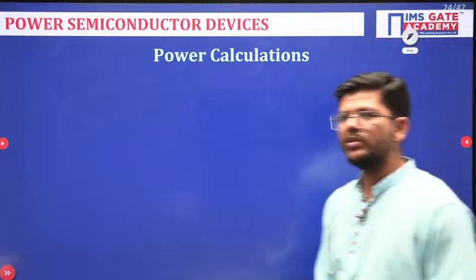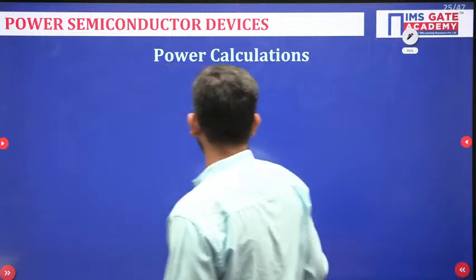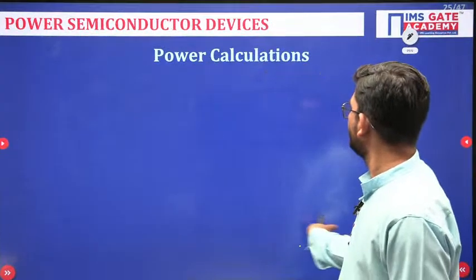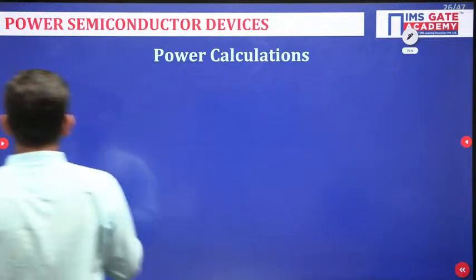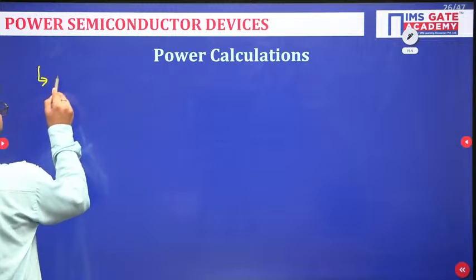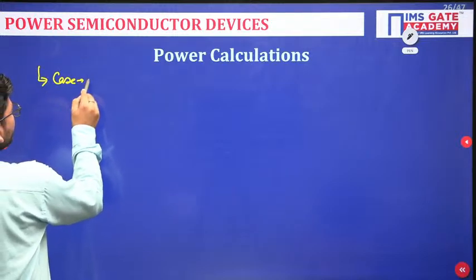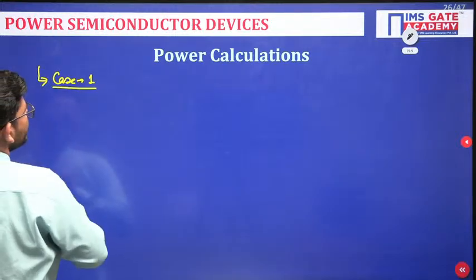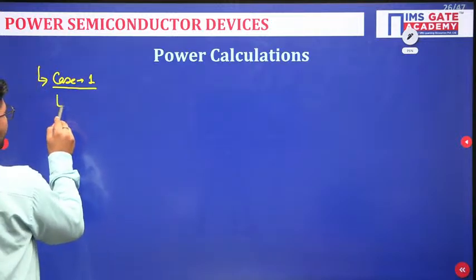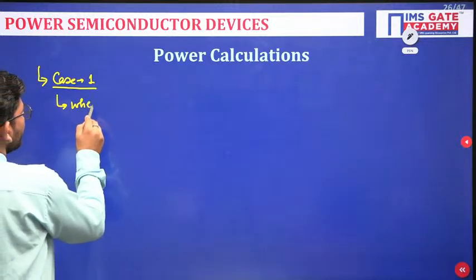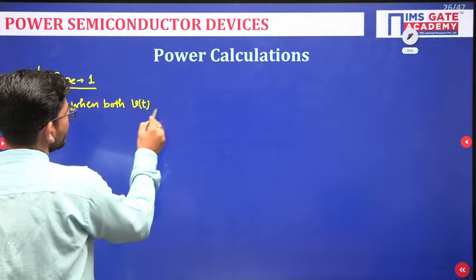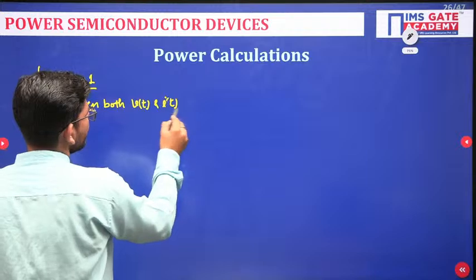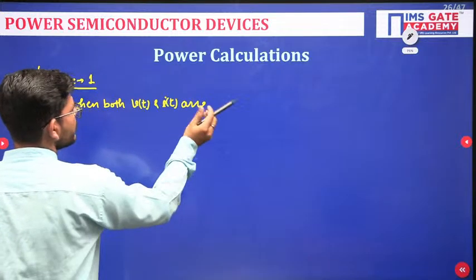Then power calculations. Regarding the power calculations, we have a few cases. So let me write the first case. Case number 1. And what is that case number 1? When both voltage and current are sinusoidal.